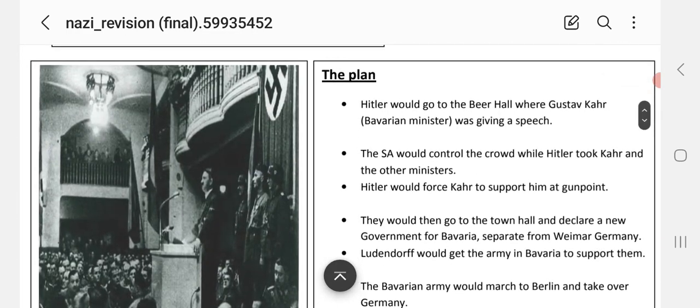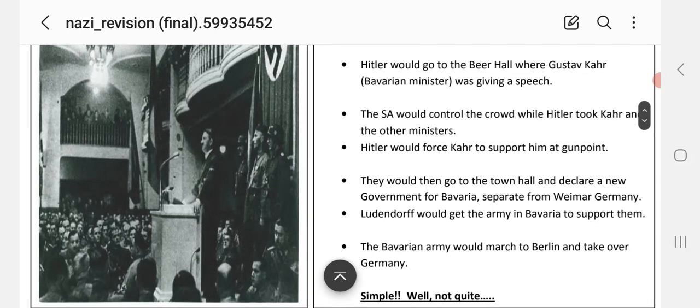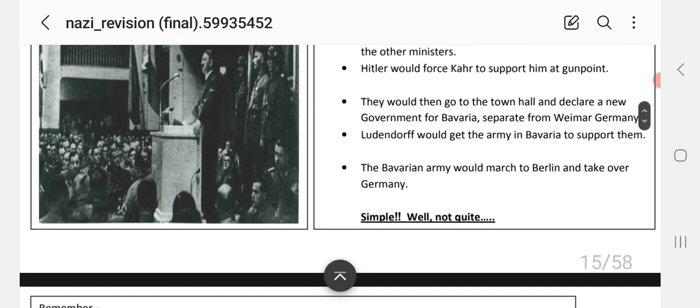So the plan. Hitler would go into the beer hall where Gustav Kahr, the Bavarian minister, was giving a speech. The SA would control the crowd while Hitler took Kahr and the other ministers. Hitler would force Kahr to support him at gunpoint. They would then go to the town hall and declare a new government for Bavaria, separate from Weimar Germany. Ludendorff would get the army in Bavaria to support them. The Bavarian army would march to Berlin and take over Germany.